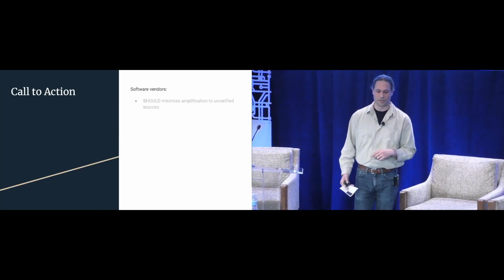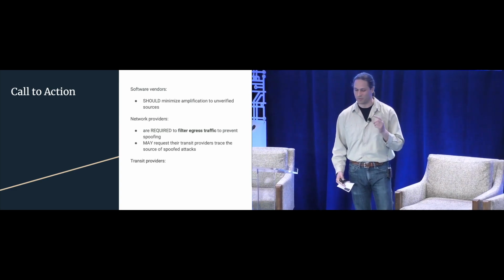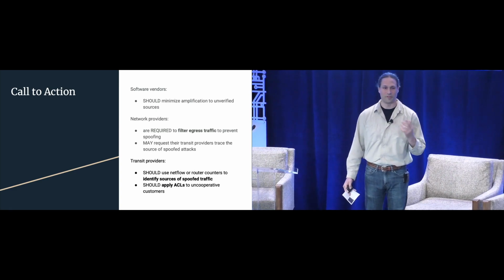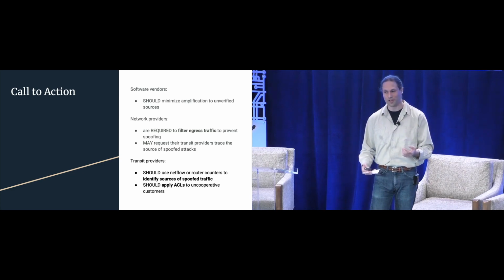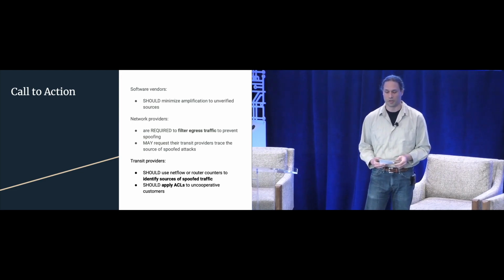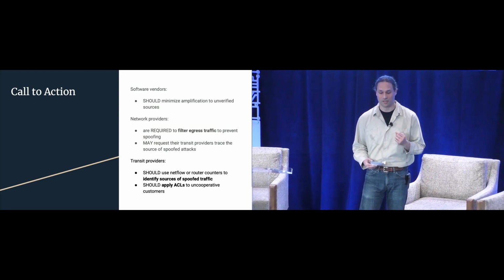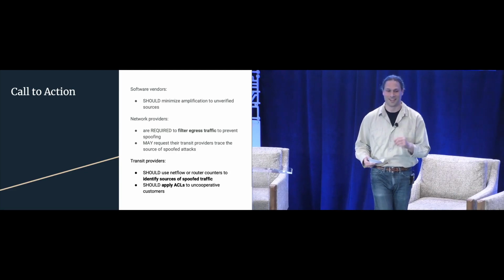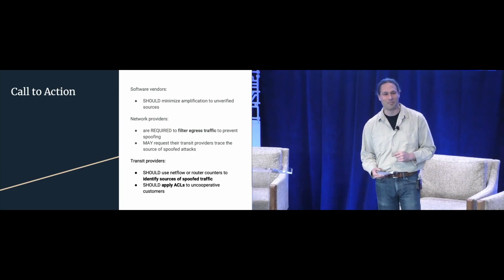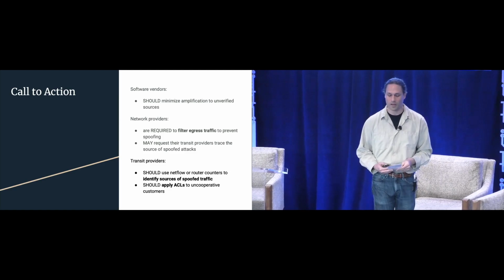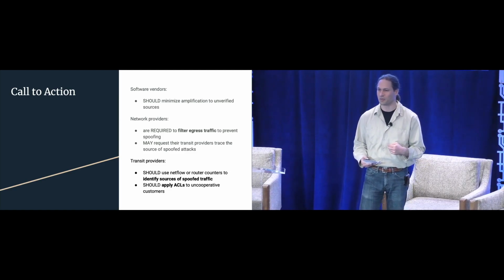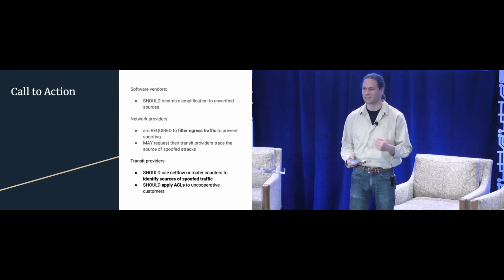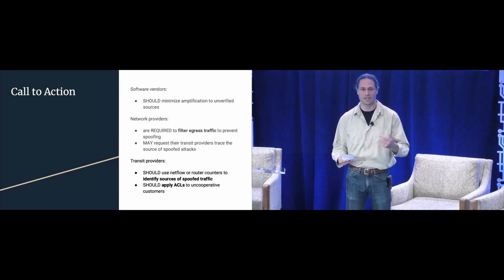But I just want to close with what I want people to keep in mind. Software vendors, we don't want to allow amplification if we can avoid it. When you're designing new protocols or modifying existing protocols, try to minimize that. Network providers, you obviously should be filtering, or you're required, I will say, to filter your outbound network traffic. And if you're receiving an attack, you should feel free to ask your transit provider where that attack is coming from and ask them to filter that out so that it doesn't come to you, right?